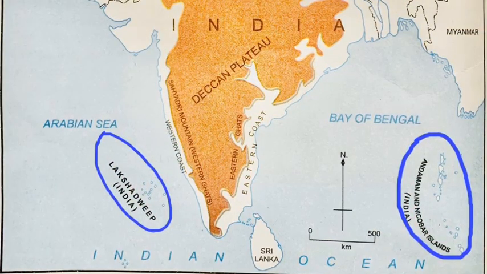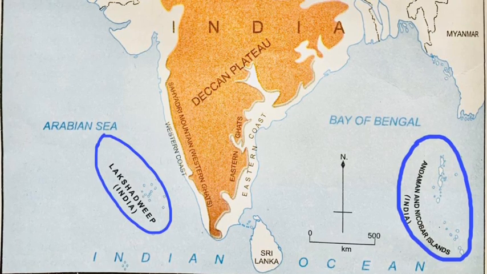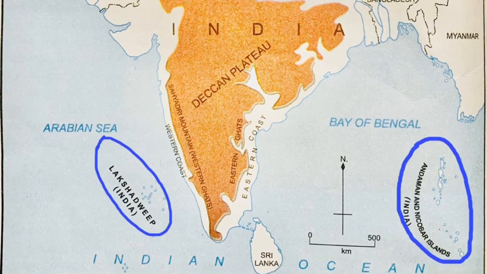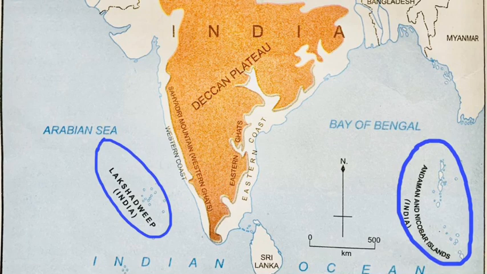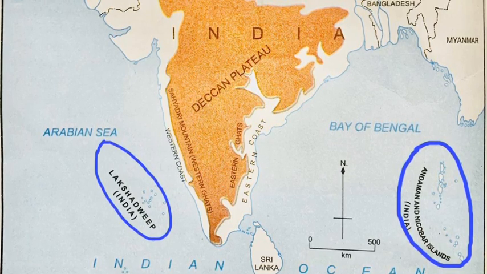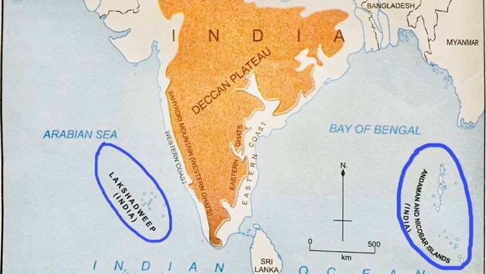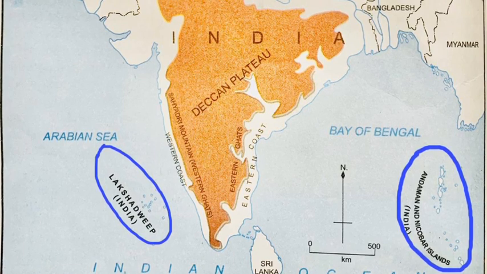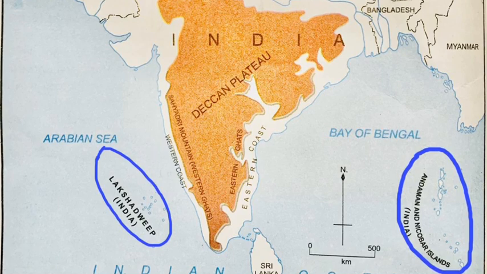The last region is the islands in the seas. Island means a piece of land surrounded by water. Here we see the Indian islands, Andaman and Nicobar in the Bay of Bengal, Lakshadweep, which is a group of Indian islands in the Arabian Sea. These islands have played an important role in carrying on trade.